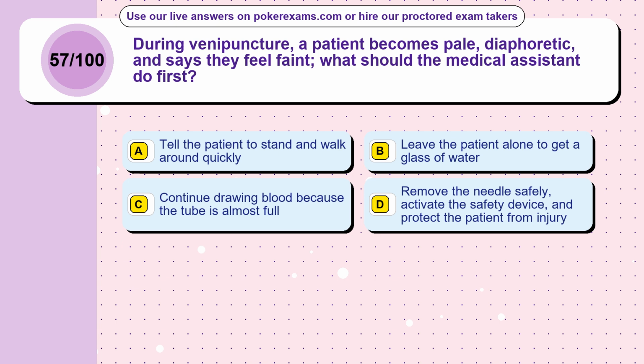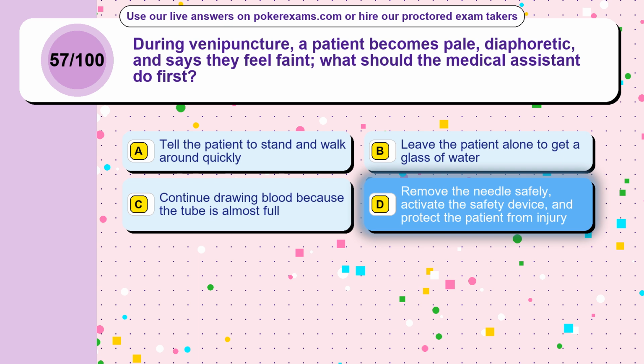Question 57. During venipuncture, a patient becomes pale, diaphoretic, and says they feel faint. What should the medical assistant do first? Option A. Tell the patient to stand and walk around quickly. Option B. Leave the patient alone to get a glass of water. Option C. Continue drawing blood because the tube is almost full. Option D. Remove the needle safely, activate the safety device, and protect the patient from injury. The correct answer is option D.